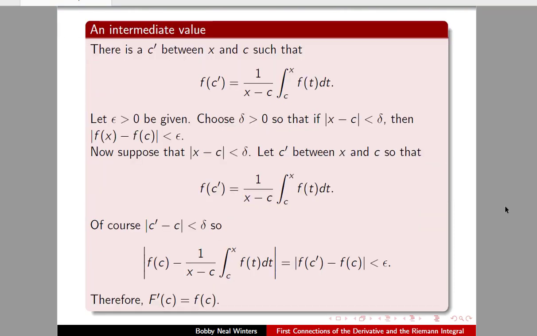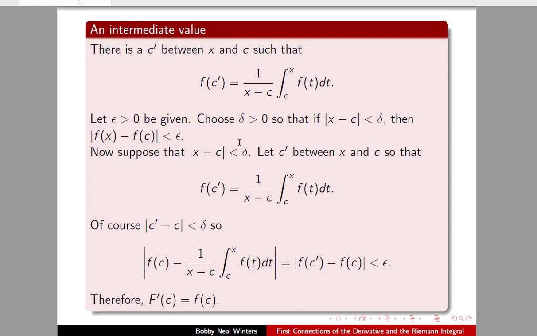Now, note the following. There is a c prime between x and c such that f(c prime) is equal to the average value of the function f on the interval from c to x, as we have stated here in this formula.